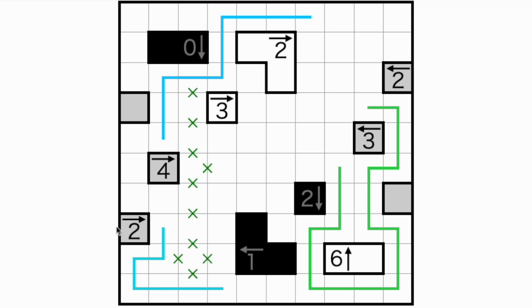Oh, is this 2 done? I think it is, isn't it? With this one and that one. So we can actually mark X's on the others. Yeah. Okay, that was harder for me to see for some reason. This loop segment can't keep going. It's got to turn north and go at least that far.